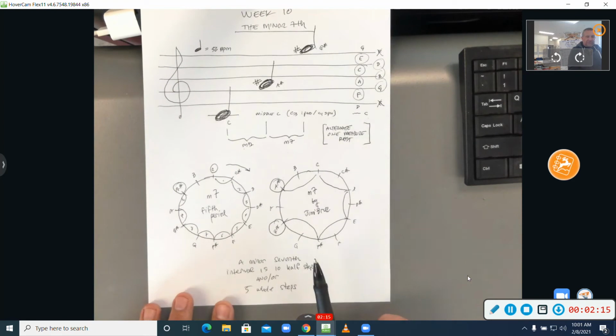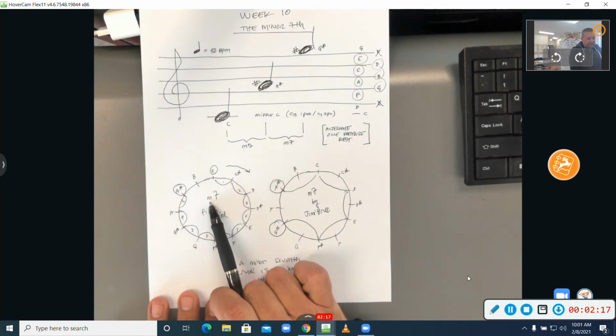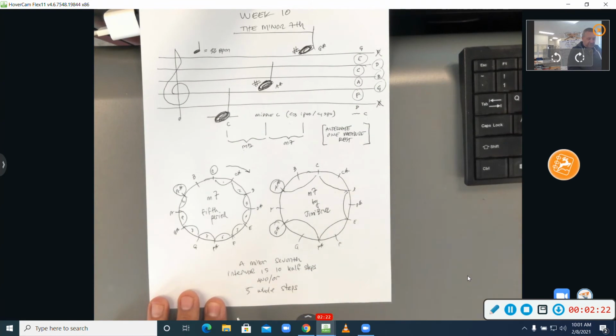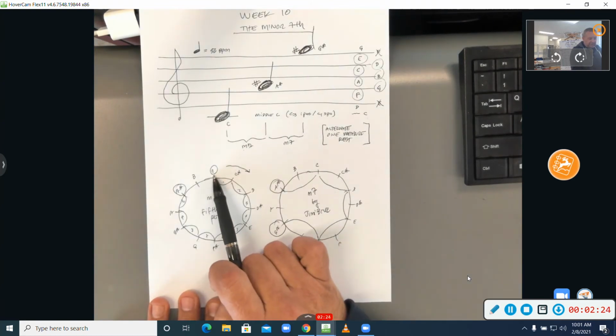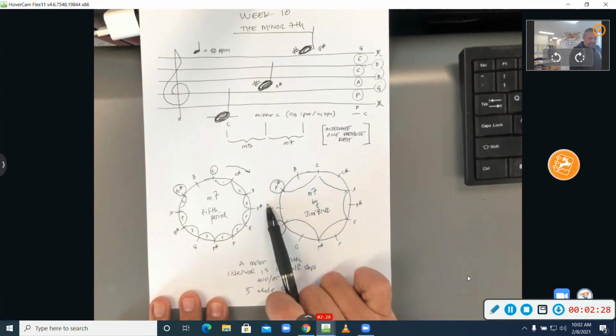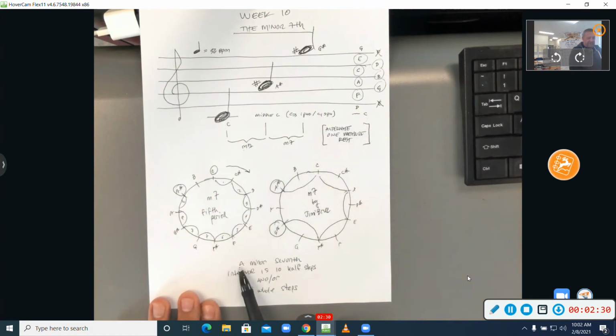You're drawing 2 pitch space class wheels, minor 7, 5th period, minor 7, and your name. Okay. In each case, you're starting with C at the top and you're going all the way around to B. C at the top, all the way around to B. Your statement at the bottom is that a minor 7th interval is 10 half steps and or 5 whole steps. Both these things are the same interval.